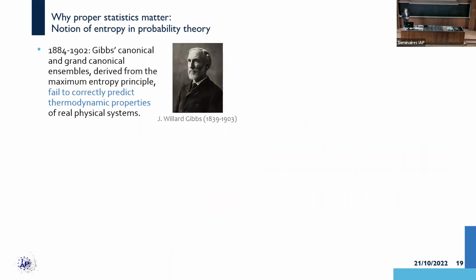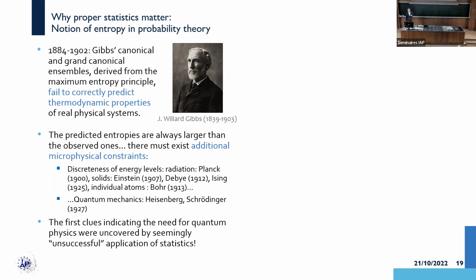And one more thing about probability theory, again an example about why proper statistics matter. We are at the end of the 19th century. We have Gibbs canonical and grand canonical ensembles, which are derived from the maximum entropy principle. And these theoretical predictions fail to correctly predict the real thermodynamic properties of real physical systems. In fact, the predicted entropies are always larger than the observed ones, which means there must exist additional microphysical constraints. That's where ideas such as the discreteness of energy levels came: first for radiation, then for solids, then for individual atoms, etc., and then the development of quantum mechanics.